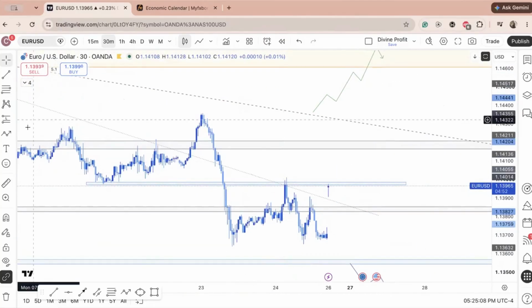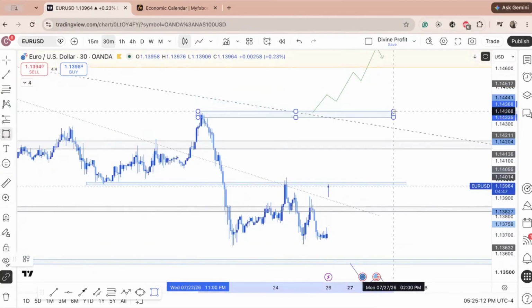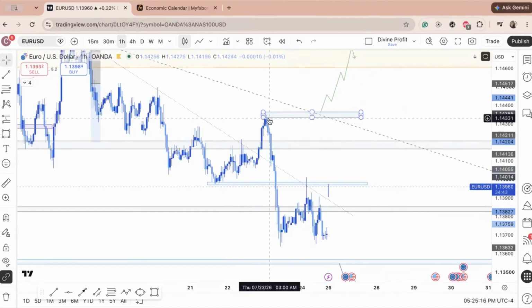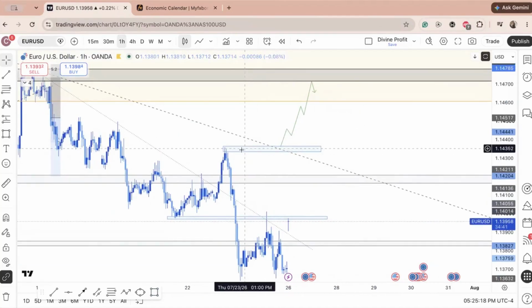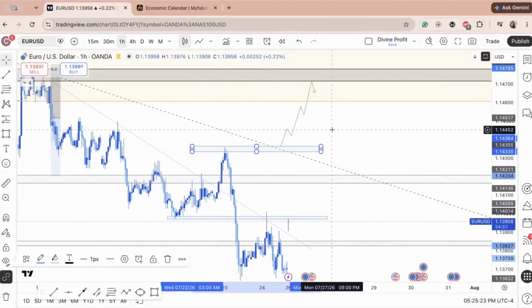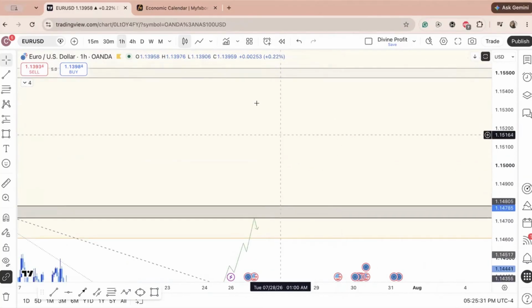Our last high was here, right? So that's kind of like my structural point. Yeah, so it's like my last 1 hour high. So if price breaks above this high and breaks out of this trend line to the upside, then I would look for buys to this major 4 hour zone, right? Then if price breaks that zone, I'll be looking for buys.